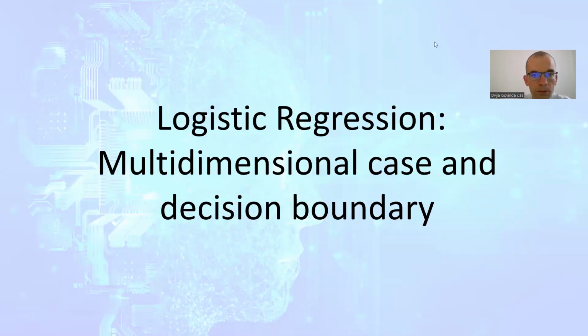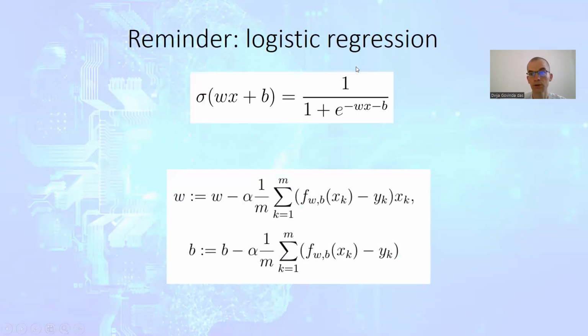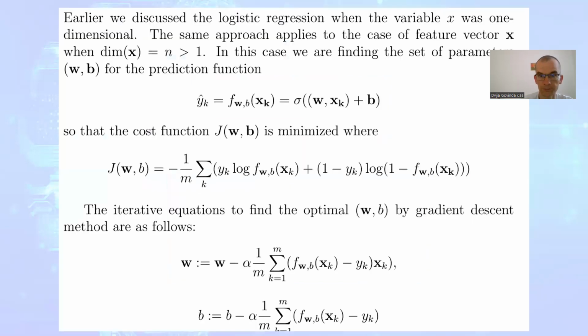In this video, we're talking about logistic regression in the multidimensional case, and we'll also discuss the interesting concept of decision boundary. Let us recall what we talked about for logistic regression in the one-dimensional case. We use a sigmoid function depending on weight W and bias B, and this is how this sigmoid function looks. And also we got the expressions for the update of parameters W and B by the gradient descent method. In the multidimensional case, everything remains intact.